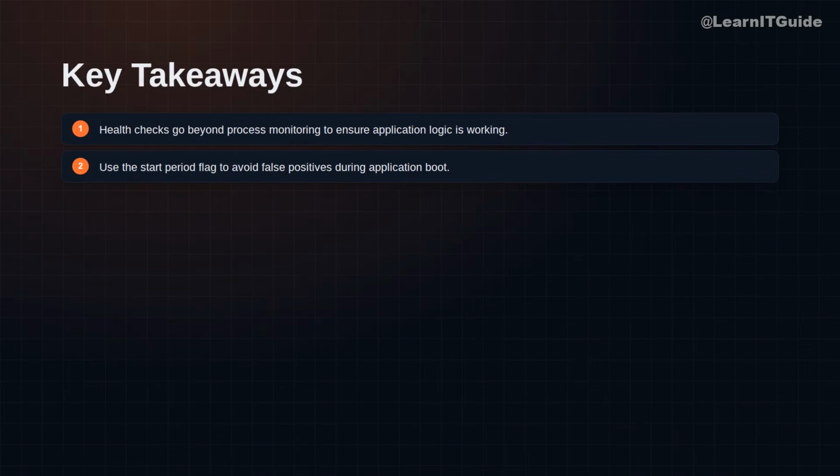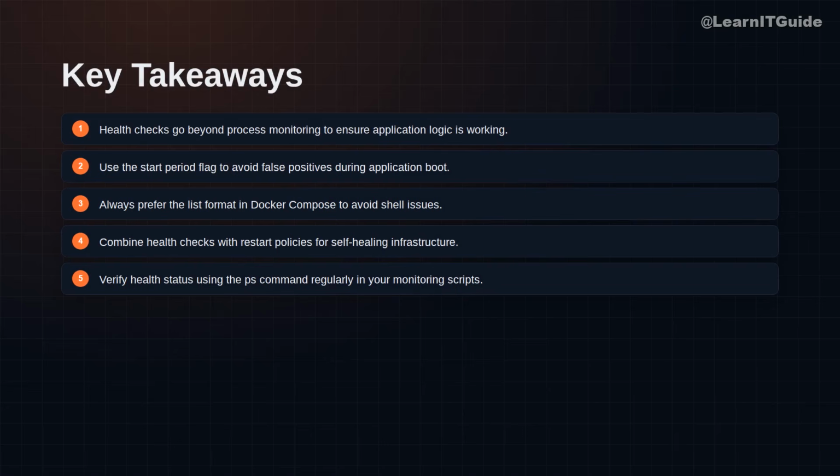You now know that health checks provide deep visibility into application state. Remember to use the start period flag so your app has time to wake up. Always prefer the list format in Docker Compose to keep your syntax clean and portable. Remember that health checks are just the first step. You should combine them with automatic restart policies to ensure your infrastructure stays resilient. Finally, keep an eye on your status outputs to ensure your automated checks are actually working as intended.